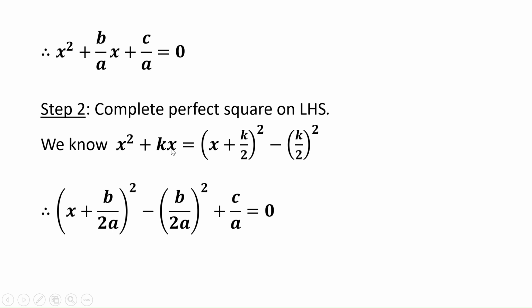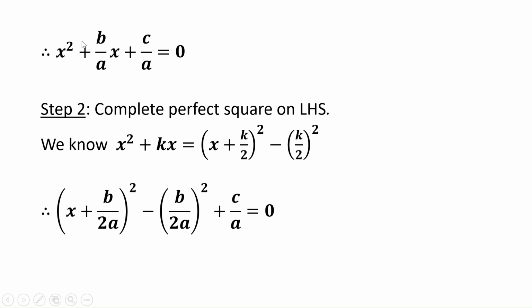So we know x² + kx. If we add this term, the square of half the coefficient, k divided by 2, we complete this perfect square, (x + k/2)². So that means we must subtract what we've added on the left hand side to complete this perfect square. We added this, so we subtract here. So this one is the same as that.